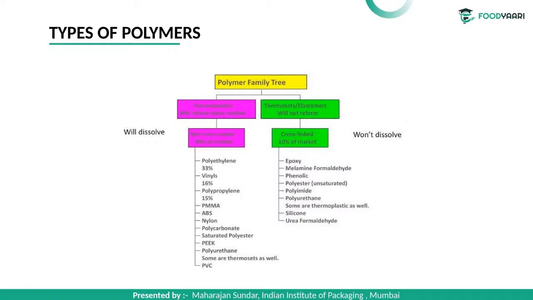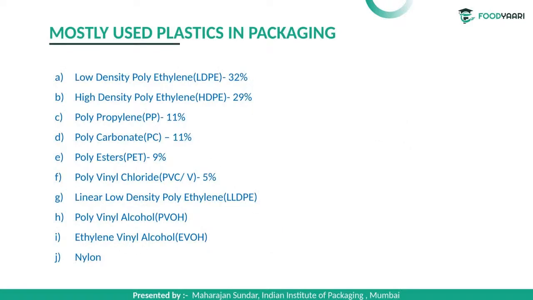Out of these, the most used plastics in packaging and their percentages are: low density polyethylene, which the industry uses 32% for packaging of products, then high density polyethylene 29%, polypropylene 11%, polycarbonate 11%, polyesters, that is polyethylene terephthalate, 9%, and polyvinyl chloride PVC at a low 5%. Then come trace amounts of linear low density polyethylene, polyvinyl alcohol, ethylene vinyl alcohol, and nylon.